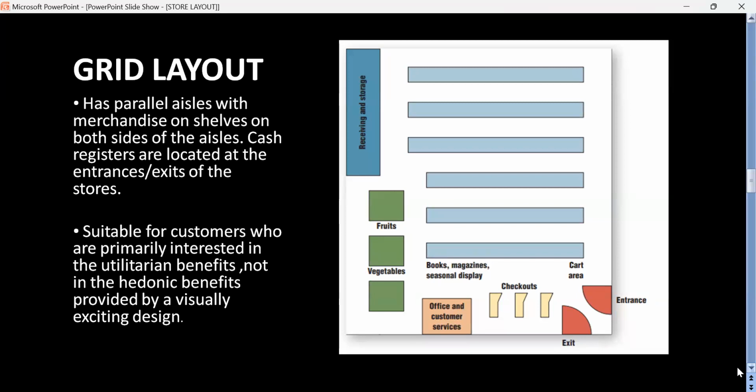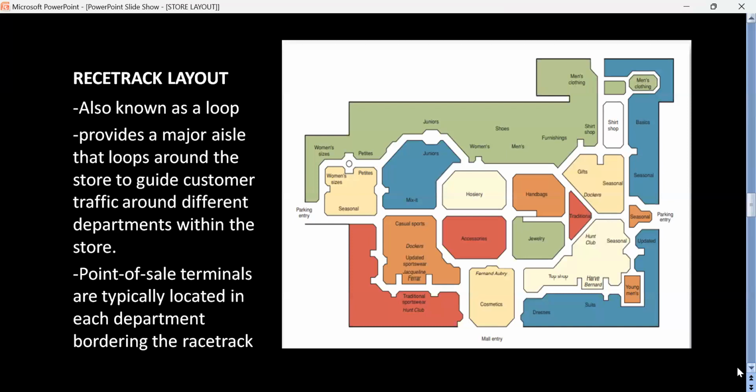And another layout is the racetrack layout. A racetrack, as you see, has a loop inside. There is only one entry. Here, once the person enters the store, they need to visit the entire store, and only then will they make the exit.